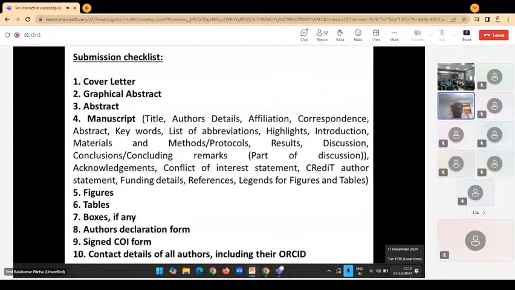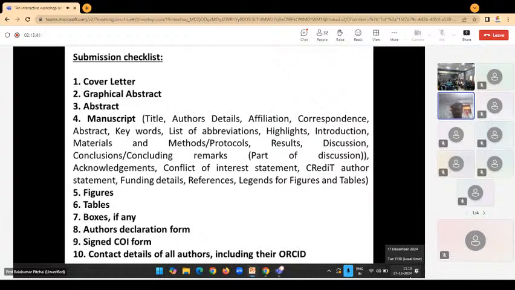So this is the submission checklist. Make your cover letter ready. Your graphical abstract should be separately ready. The abstract should be on a separate page, and the abstract should be standalone. Then the manuscript starts with the title, then author details, affiliation, then corresponding author, then again the abstract, and below the abstract, there are 6 keywords.